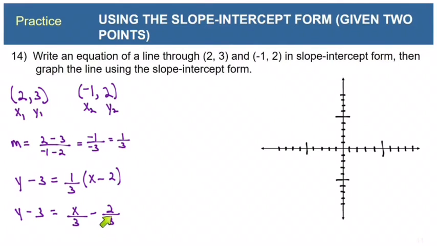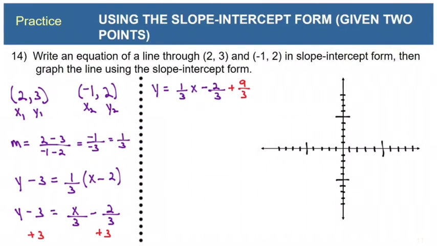And now I'm going to add 3 to both sides. And I'll need to add negative 2/3 plus 3. Now 3, when you get a common denominator, is 9/3. So negative 2/3 plus 9/3 is 7/3.